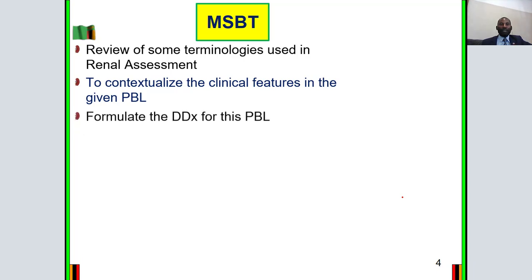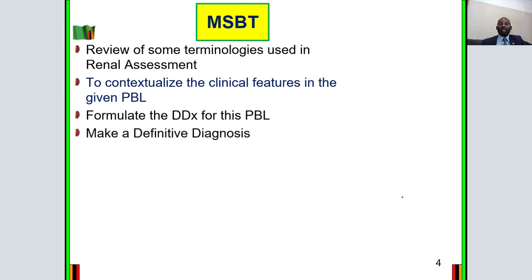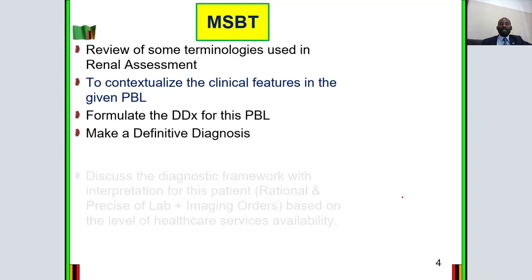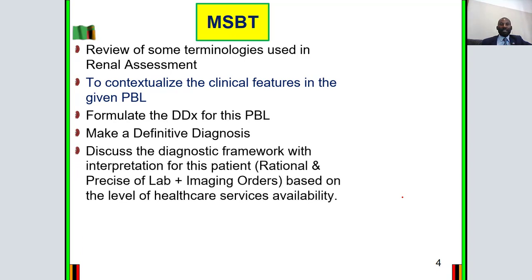Also, we are going to formulate the differential diagnosis for the given problem-based learning, and then make a definitive diagnosis from the scenario we have been given. Then we will discuss the diagnostic framework with interpretation for this patient, with rational and precise lab and imaging orders based on the level of healthcare services.